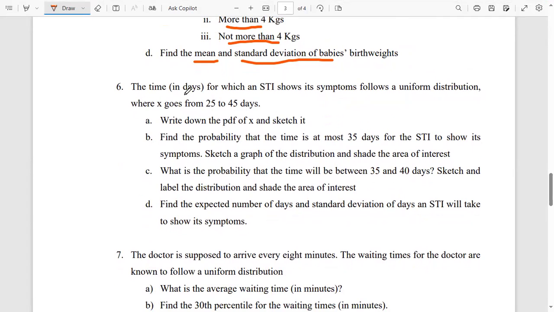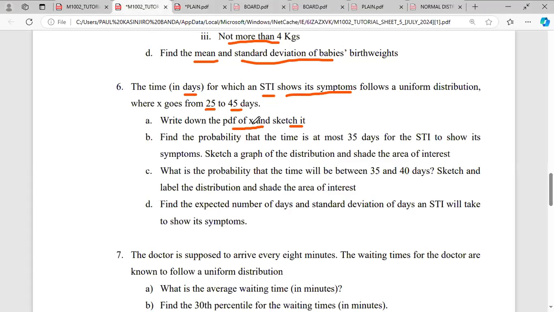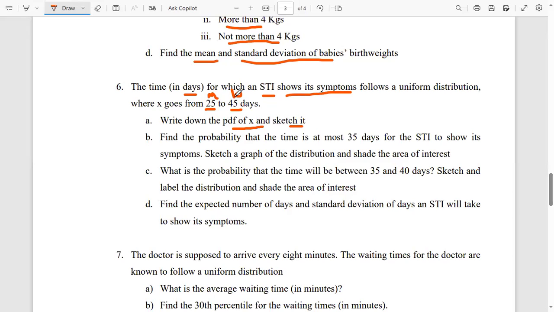So they're saying the time in days for which an STI shows its symptoms follows a uniform distribution, where X goes from 25 to 45 days. So it means this 25 is our A and our B is 45. Here they're saying write down the PDF of X and sketch it. So let's do that. We've been given it runs from 25 to 45, so this is our A, this is our B.